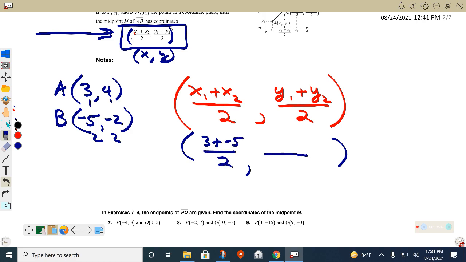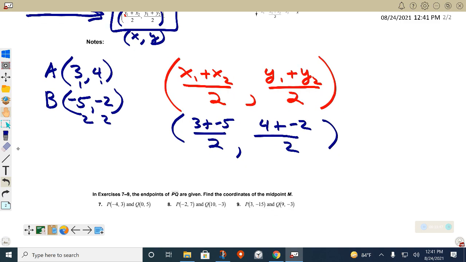And let me plug and chug over here the y's. Y sub 1 over there is going to be 4. Look, the second numbers are your y's. So it's going to be 4 plus y sub 2, which is -2, divided by 2. Rocking and rolling.